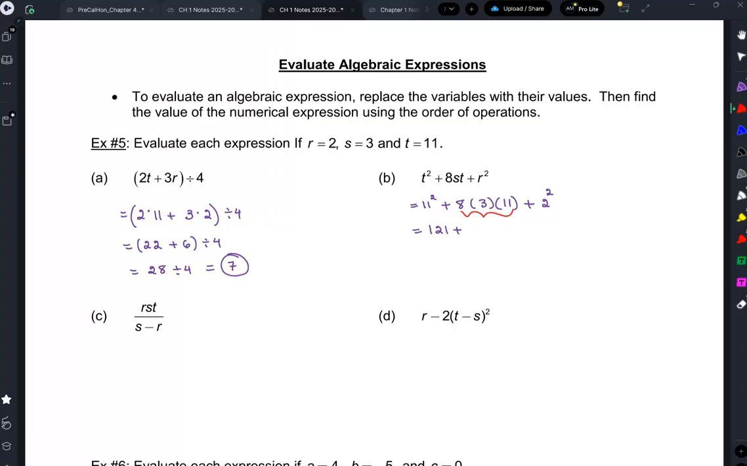8 times 3 is 24 times 11. Do you guys know how to multiply? Do you know how to multiply a 2-digit number by 11? Okay, I'll tell, yeah, you have a question. 2-digit. Okay, let me show you the 2-digit. Do you know? Tell me, what's 24 times 11? Tell me how.